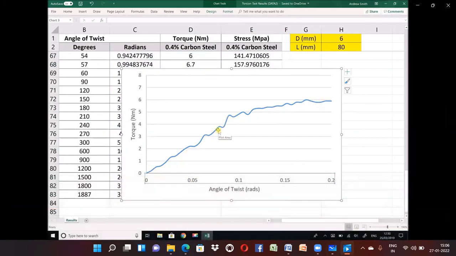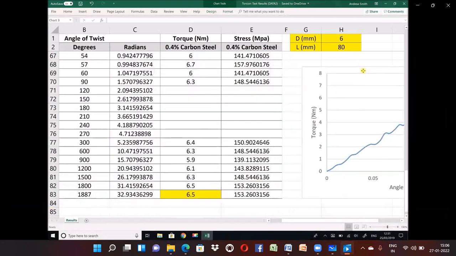Now, because I want to be able to put a trend line on this graph, I need to remove all of the data that doesn't represent elastic deformation. So to ensure that I remove sufficient amounts of data, I'm going to remove all data after an angle of twist of 0.08 radians, because I don't want that data to skew my results. So let's move the graph for a moment.